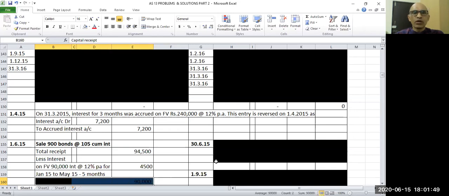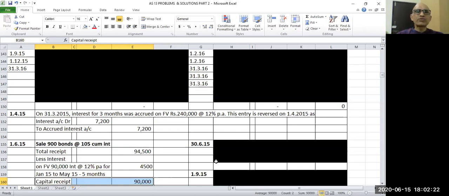I repeat, on a face value of 90,000, 12% per annum, interest for a period of 5 months, that is from January 2015 to May end or 31st May 2015. So it comes to 4,500 rupees. Therefore, 94,500 is the total amount that we have received, less 4,500 of interest. That leaves you with a capital receipt of 90,000 rupees on account of sale of these bonds.